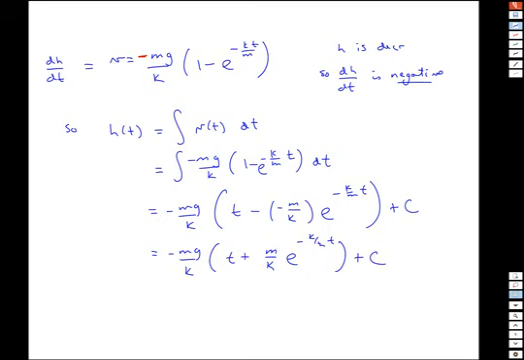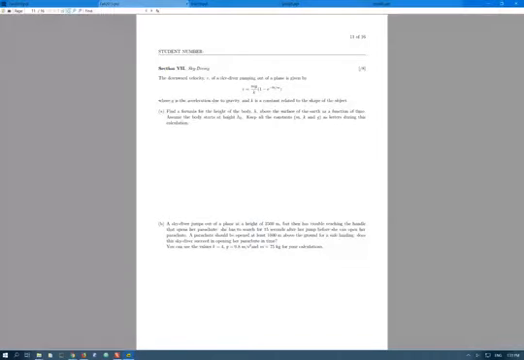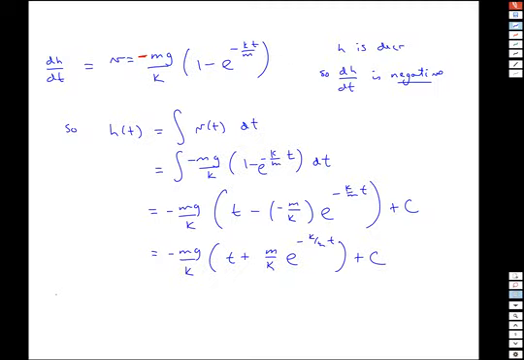I'm just going to take a step back. I don't think we had enough detail to figure out plus c yet. Oh, assume the body starts at h naught. All right. So at t equals 0, h is equal to h naught. So we can sub that into this expression and actually solve then for the value of c.